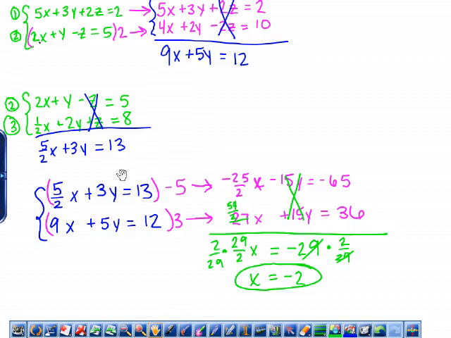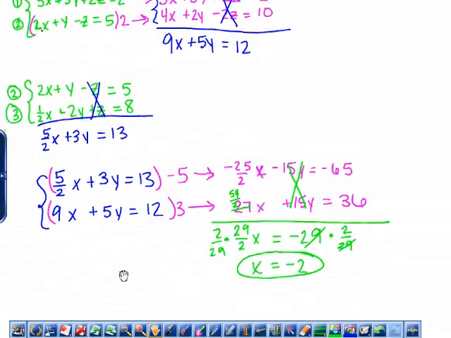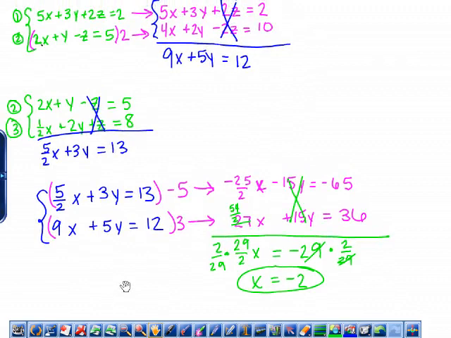You got to know the process, because you got to understand what the calculator is doing. Now that we have x equals negative 2, can we plug that into our blue equations to get y? That's exactly what we're going to do.